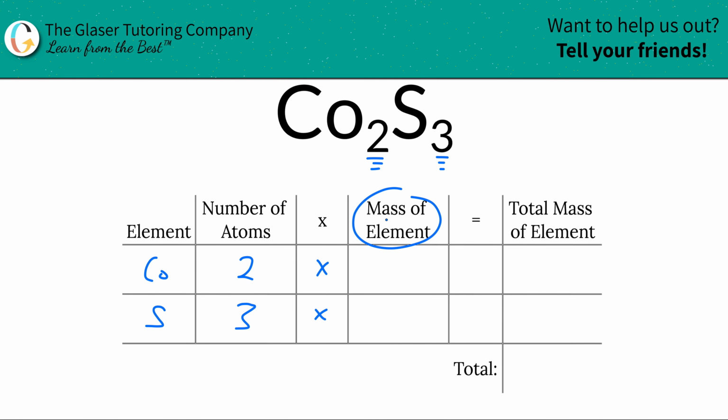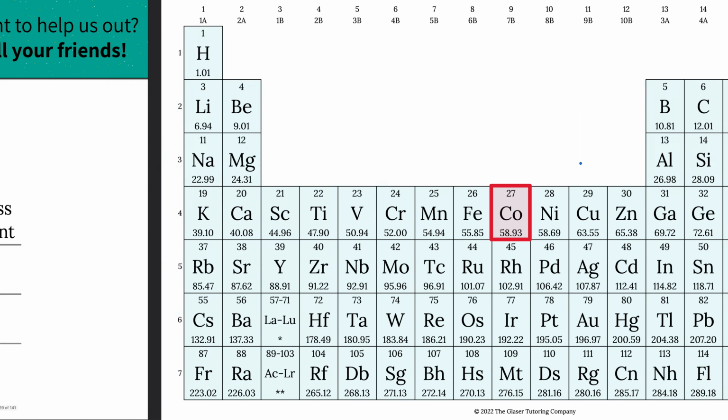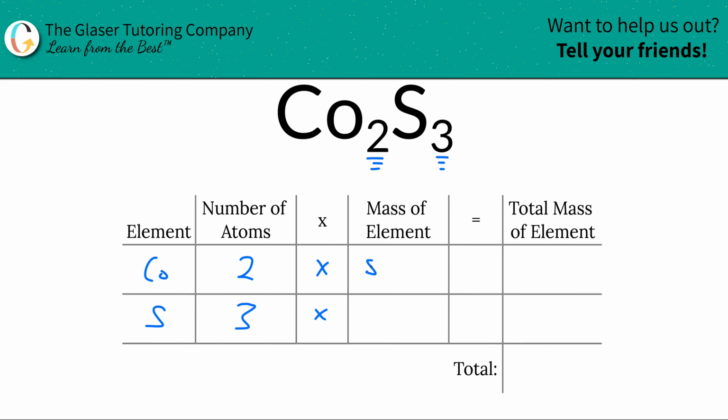So the mass of the element is found on the periodic table. So let's take a look. Cobalt here is 58.93, and sulfur here is going to be 32.07. So that's what we're going to write down. 58.93 for cobalt, 32.07 for sulfur. And now we're going to find the total mass of each element in the compound.